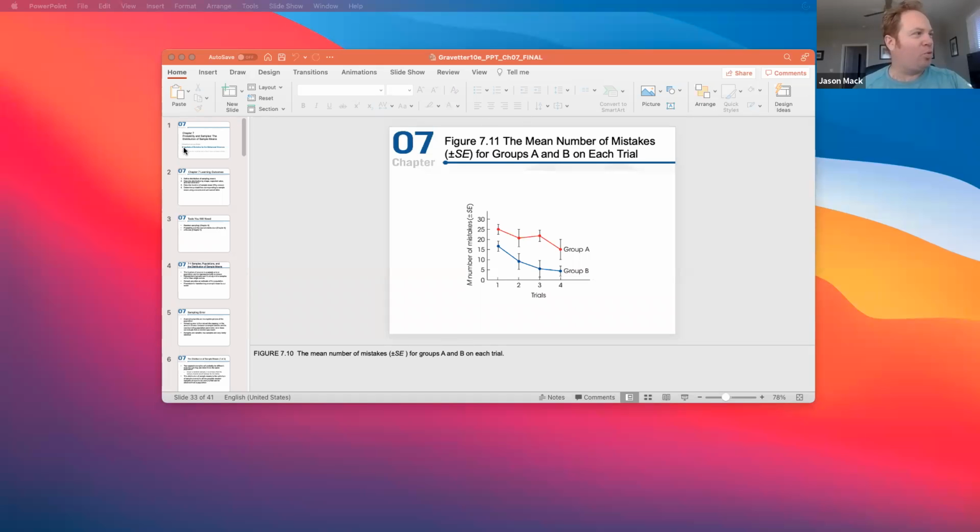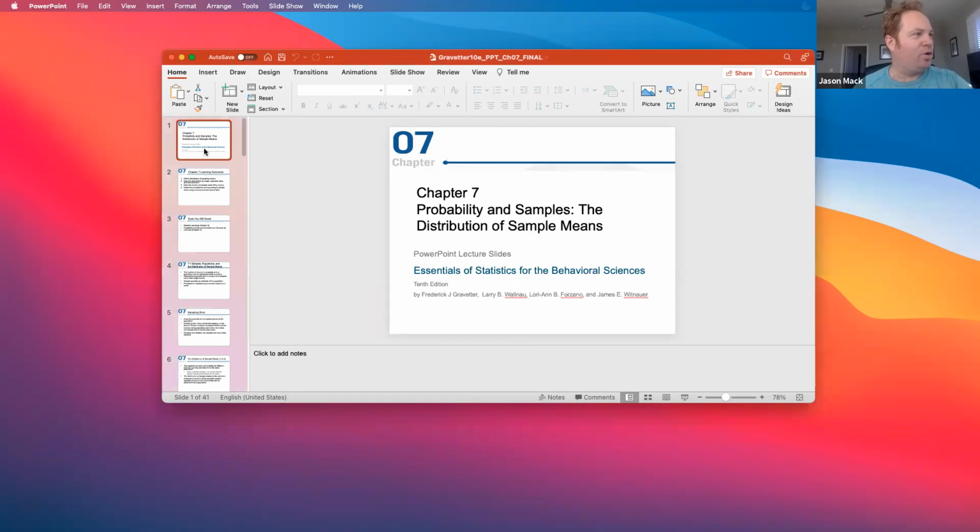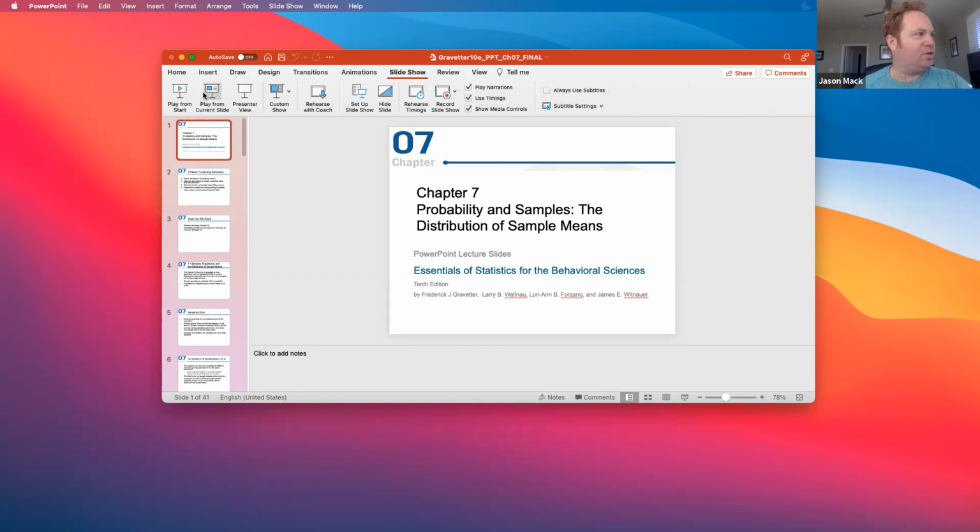Let's walk through that. So here we go. And there are absolutely some worksheets here. I'll probably continue to explain some more worksheets. Let's go ahead and start off here.